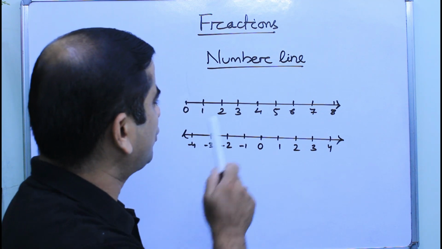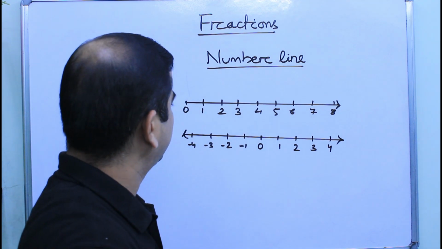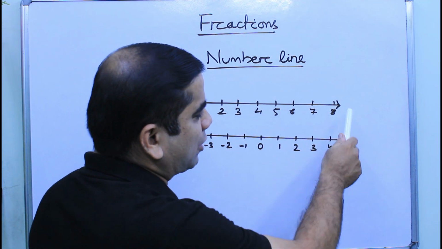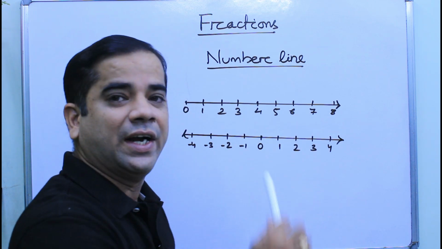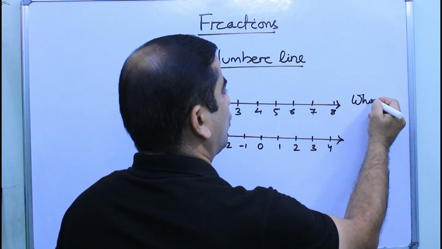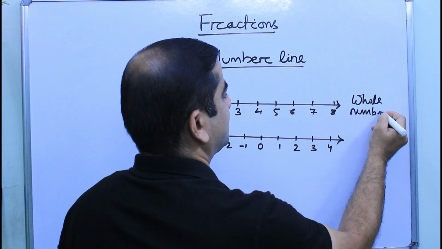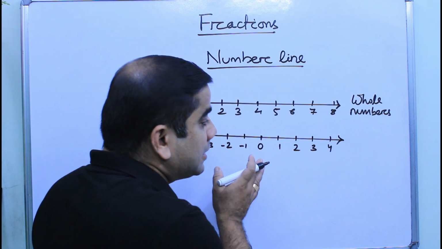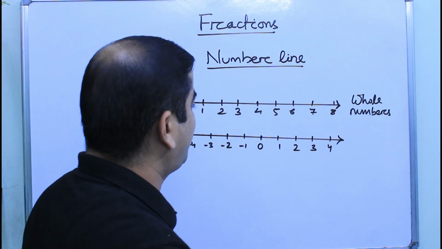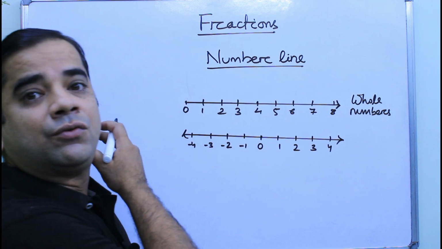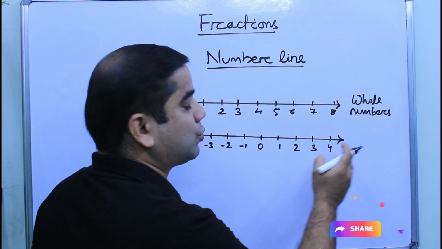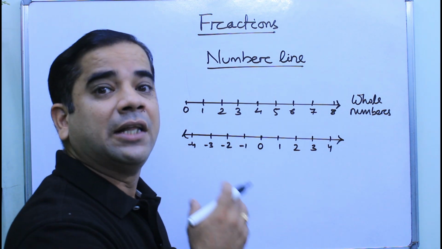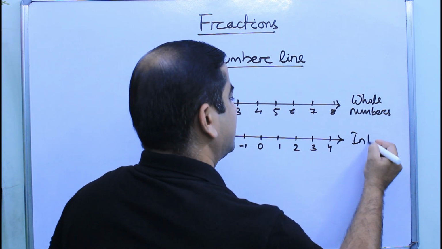Students, there are two number lines. In the first case, the number line starts with a 0 and goes to infinity. The arrow mark over here shows that it is going to infinity. So this is the number line for whole numbers. And in the second case, 0 is placed at the center and the numbers are going towards right to infinity and towards left to infinity. Positive numbers are towards right, negative numbers are towards left. So this is nothing but the number line of integers.